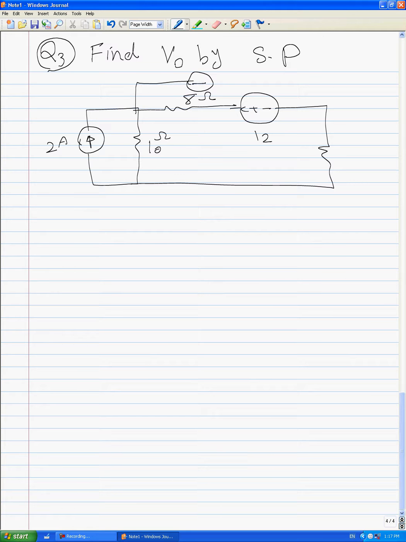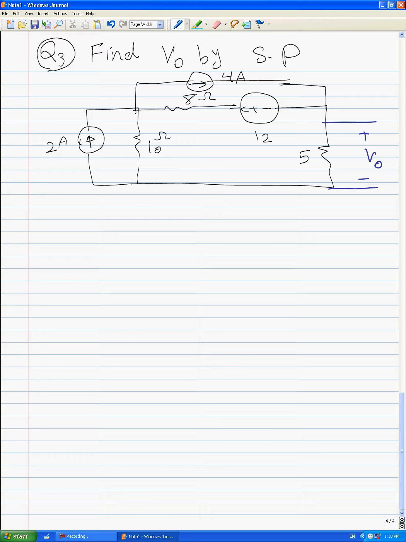And we have 4 amps here. Here we have 5, and the output voltage is defined as the voltage across the 5 ohms. Okay. You can solve this question by other techniques and compare your answer with other answers.